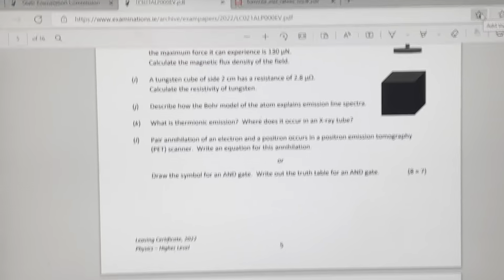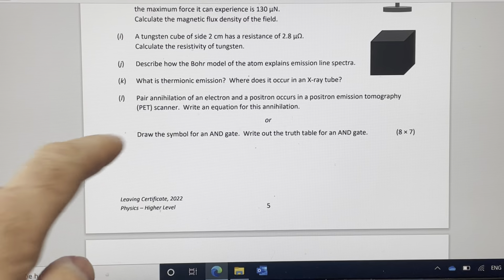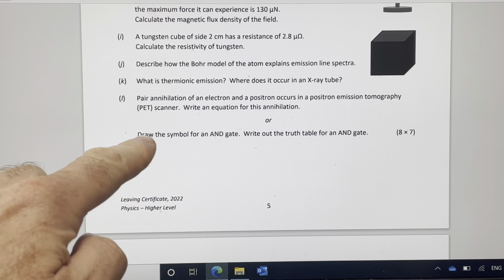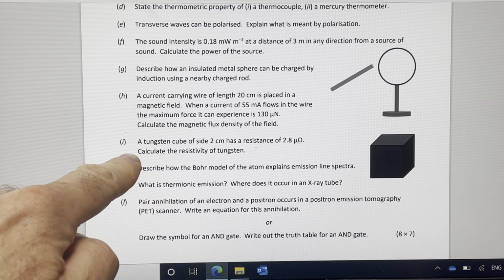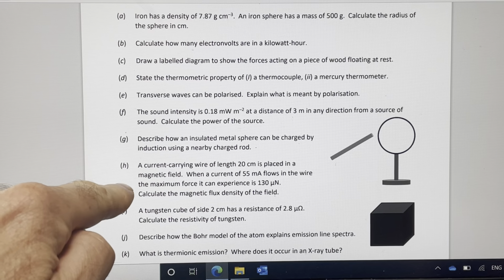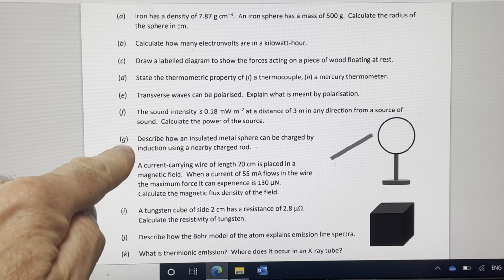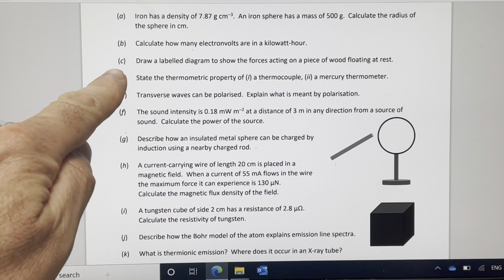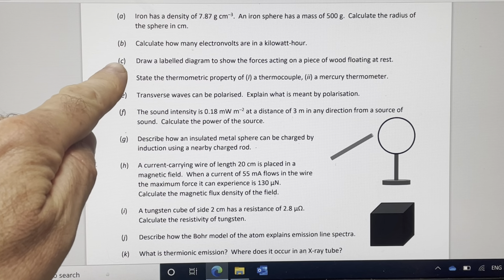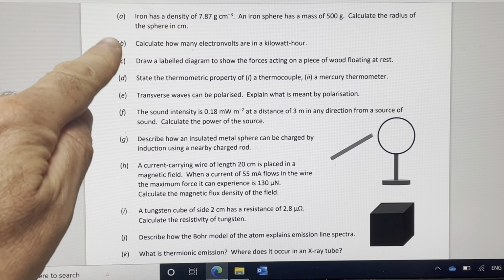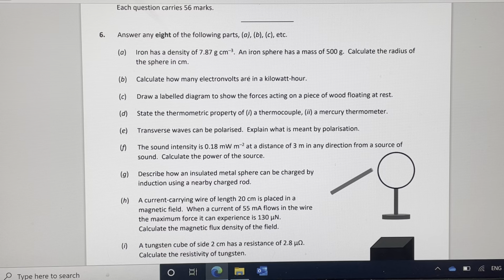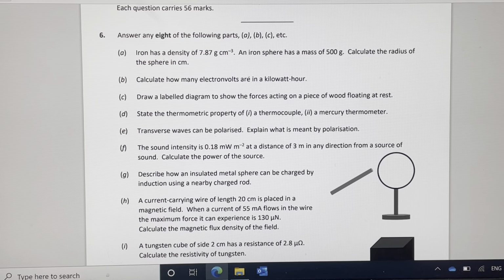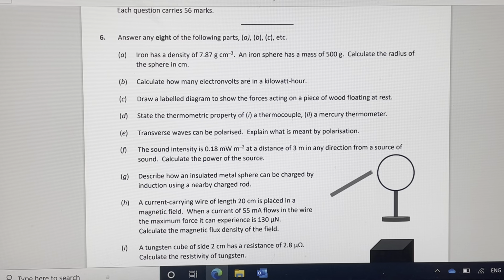Okay, so let's have a review of that. So let's see the accessible ones there. Well, the AND gate is pretty nice. So that's 1. The tungsten cube should be all right. That's 2, 3, 4, 5, 6, 7, 8, 9, 10. So there's 10 there. So 8 out of 10 there should be reasonably okay, I think, to answer, and the possibility of getting another 1 or 2.